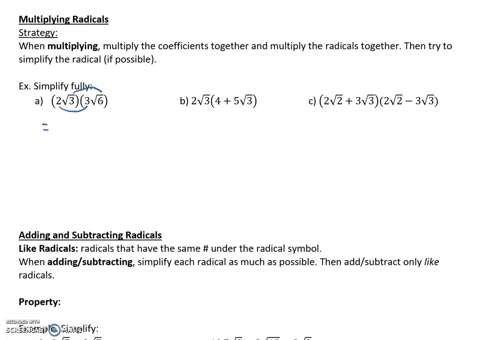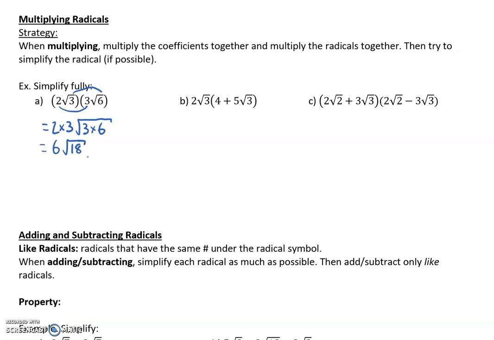So you can do this in your head, but just for the sake of this first example, I'm going to show you this fully drawn. So 2 times 3, and then under the square root, we're going to have 3 times 6. It's going to give me 6 root 18. Well, root 18 isn't simplified as much as possible.